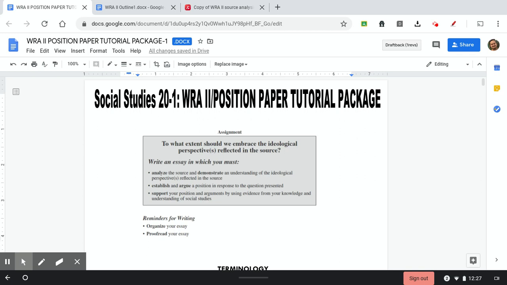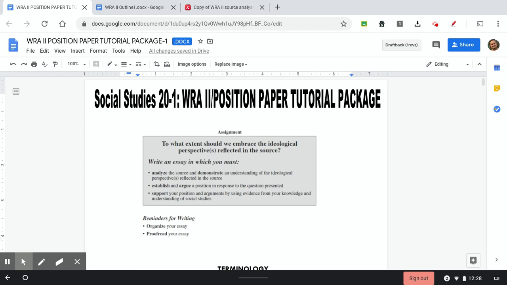The question that's being asked is, to what extent should we embrace the ideological perspectives reflected in the source? Write an essay in which you must analyze the source and demonstrate an understanding of the ideological perspectives reflected in the source. Establish and argue a position in response to the question presented, and support your position and arguments by using evidence from your knowledge and understanding of social studies. Right off the bat, you're seeing that there's a different set of instructions here. In this tutorial, there is no source given, but you will be given a source, most likely a quote.